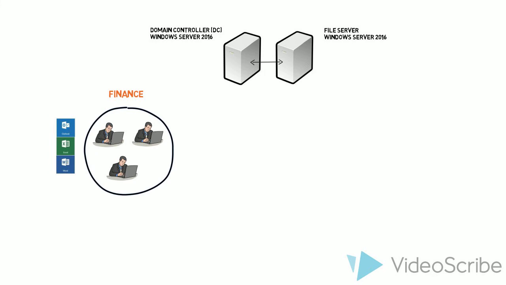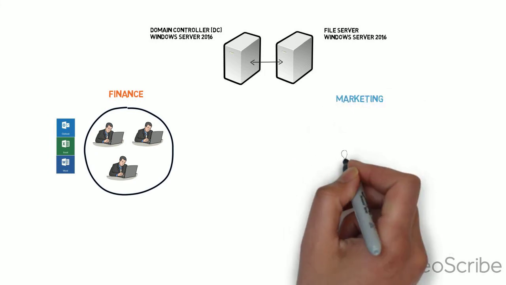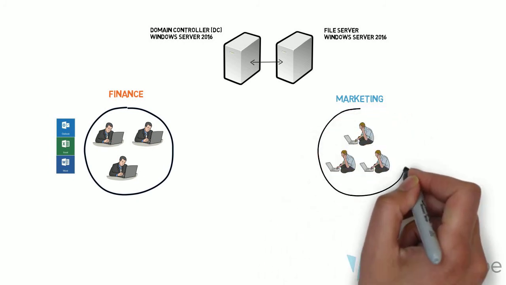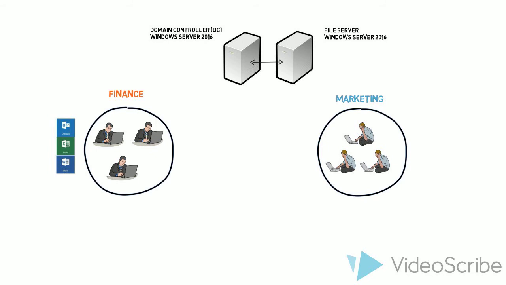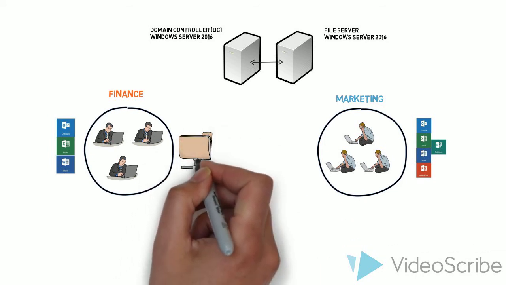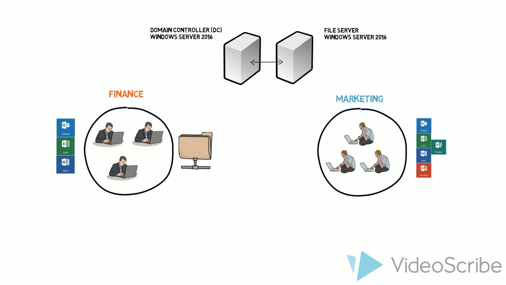We also have in this company the marketing team, which also has three members. The marketing group might need different applications and needs than the finance group. For instance, besides having Outlook, Word, and Excel, they might need PowerPoint to make presentations and Publisher to make other kinds of files. These two groups will also need access to folders and files.